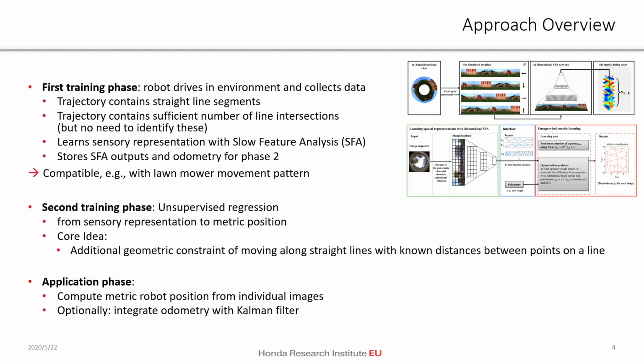In the second training phase, we perform unsupervised regression from the sensory representation to a metric 2D position. The core idea here is that we can use an additional geometric constraint of moving along a straight line with known distance between points on a line. Then, finally, in the application phase, we are able to compute the metric robot position from individual images, and optionally we can also integrate the odometry with a Kalman filter to further improve the accuracy.